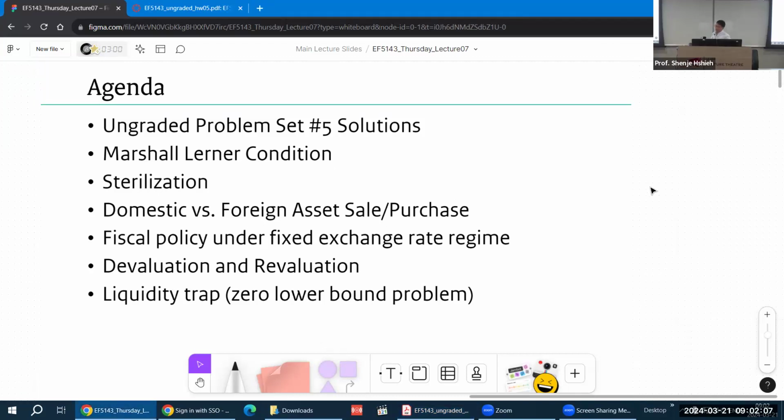So, today is the last day we're going to talk about exchange rate determination. Starting from next week, we will move on to a different topic, risk management, which is more finance and applied mathematics as opposed to more economics. So my agenda is the following. I'm going to go over the ungraded problem set number 5 solution.